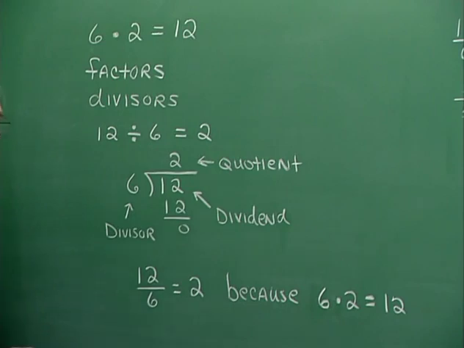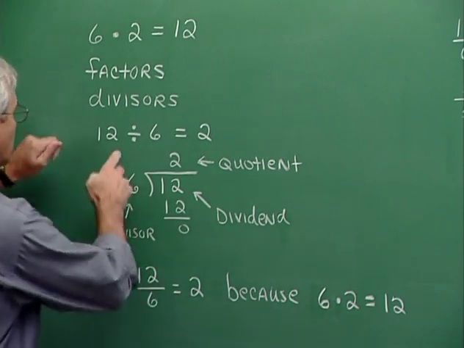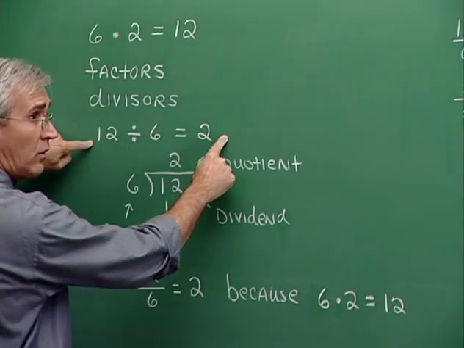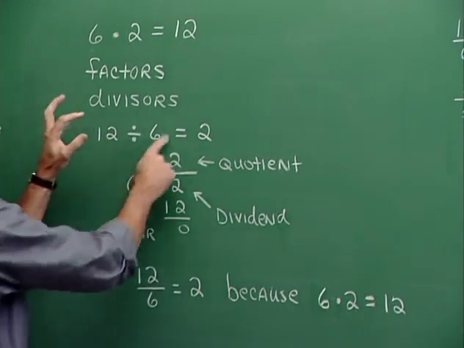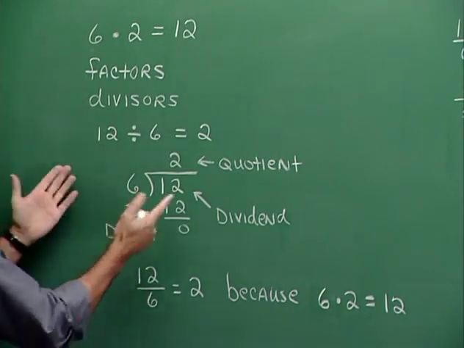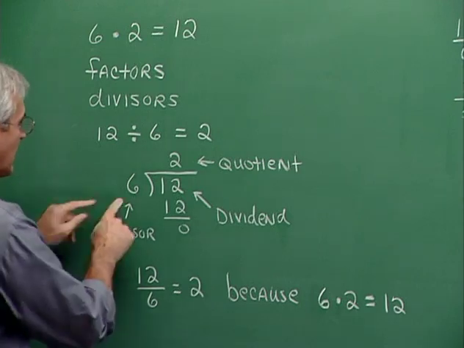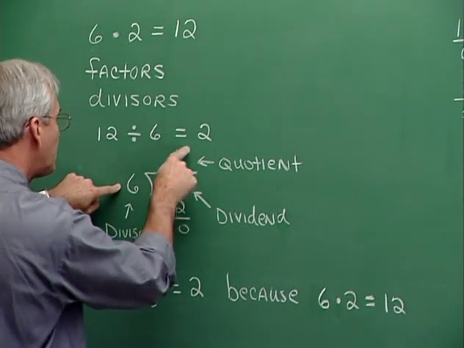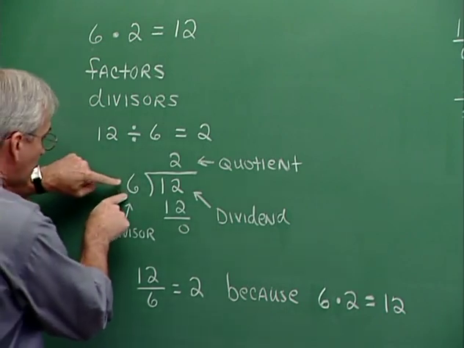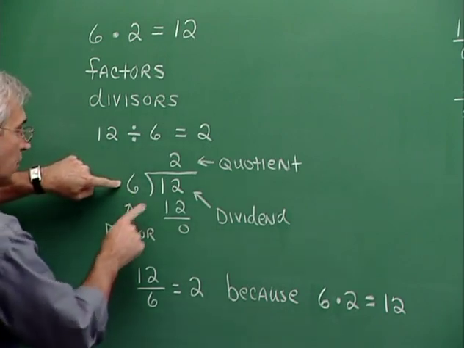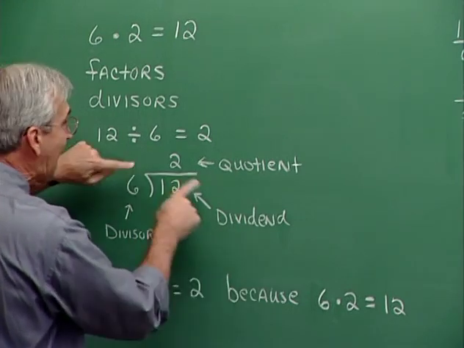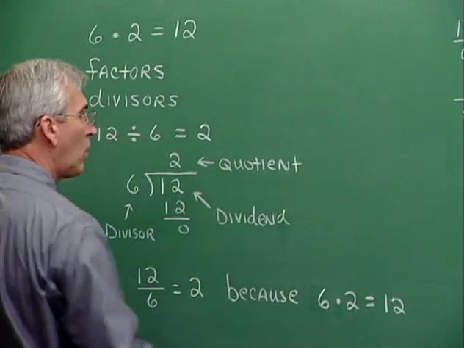Now, division can be illustrated in a lot of ways. One way is like this: 12 divided by 6 is equal to 2. Another way is to perform this operation of division using long division. And the way we use long division, as you recall, is like this. 6 into 12 goes 2. 2 times 6 is 12. The remainder is 0. Now, the 6 is the divisor. The 12, the number we're dividing into, is called the dividend. And the answer in the process is called the quotient.